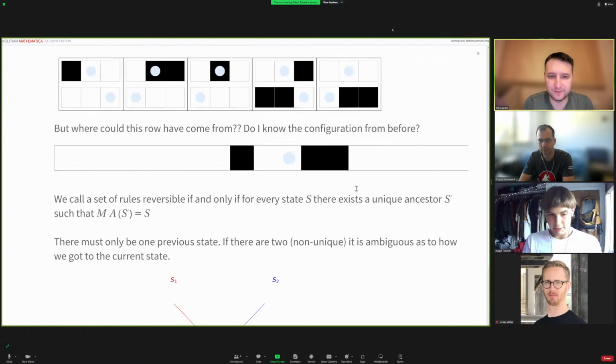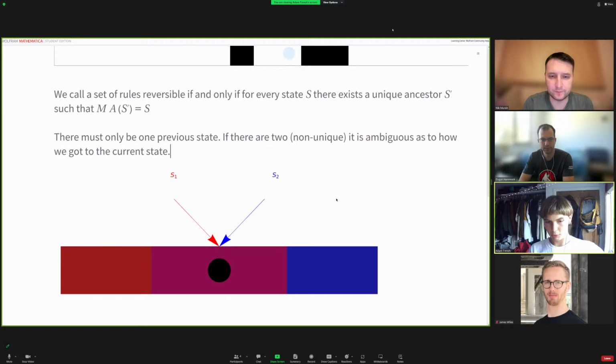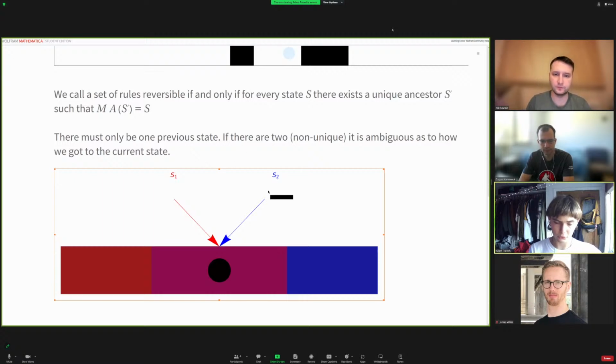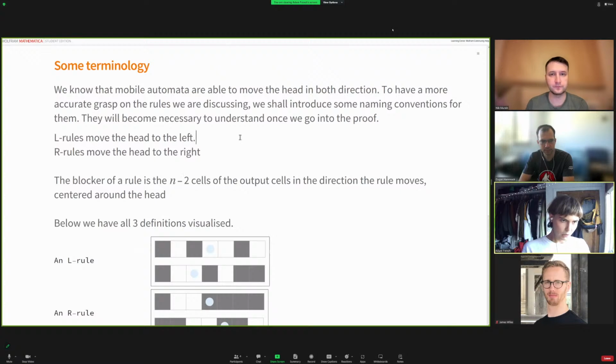Okay. So here we go. Because we can only move left or right, if we take an arbitrary state, we know that we could have either come from the left or come from the right. If it's the case that we've come from 2, it's not reversible. If we come from only 1, or if there's only one possible previous state, then it is reversible. And then let's move on to the real deal.